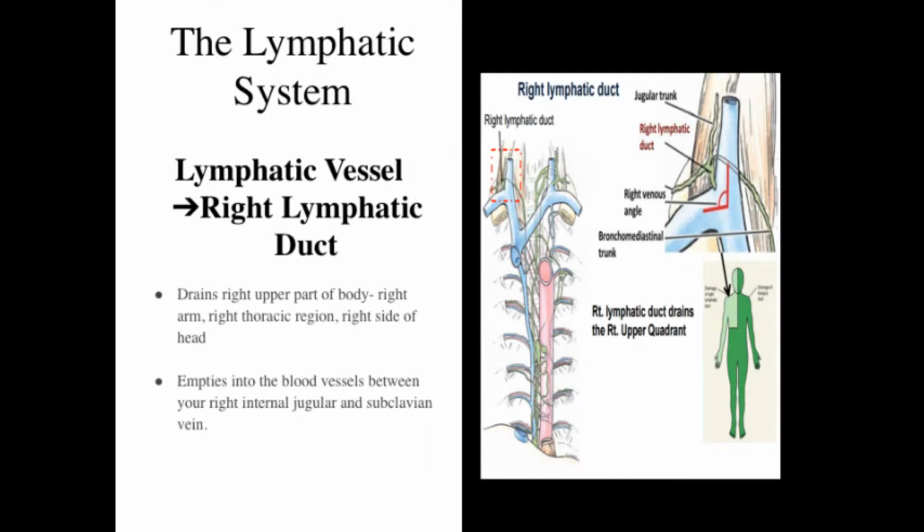The right lymphatic duct drains the right upper part of the body, that is, the right arm, the right thoracic region, and the right side of the head. It then empties into the blood vessels between your right internal jugular vein and right subclavian vein.